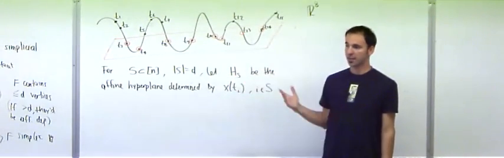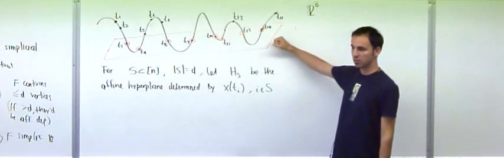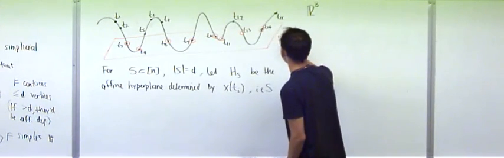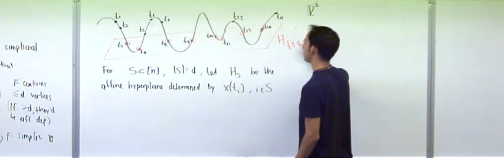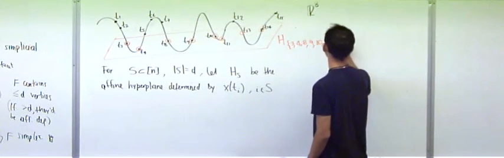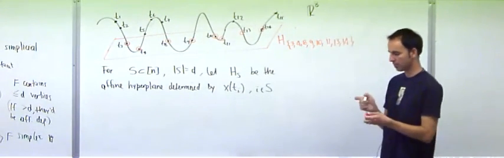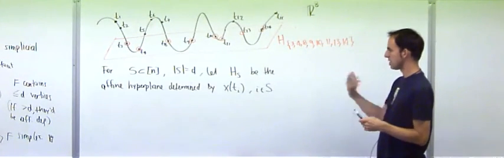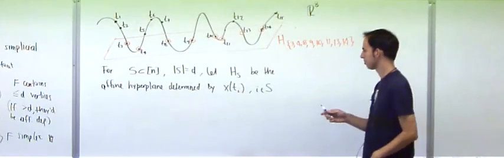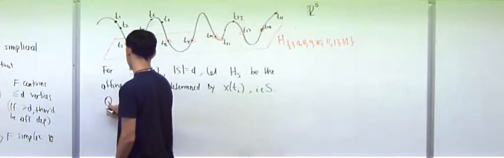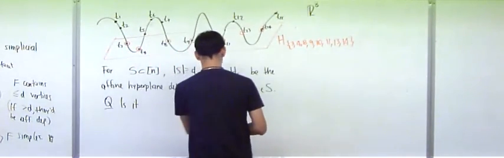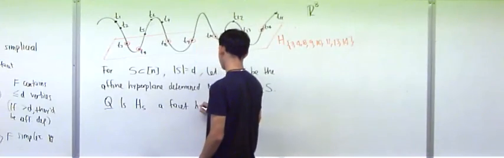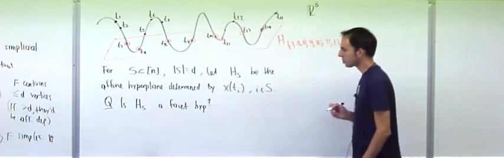Because these guys are all affinely independent, right? So that means that any 8 points are going to determine a seven-dimensional affine hyperplane. And I call this H sub S. So in this case, this is H sub 3, 4, 8, 9, 10, 11, 13, 14. Okay? And so the question is, is that hyperplane a facet or not? That's what I want to know.